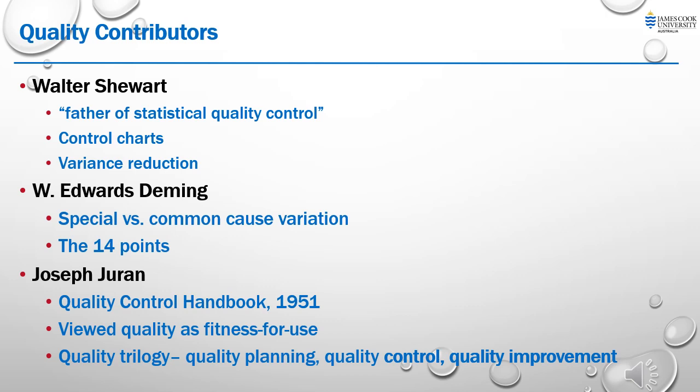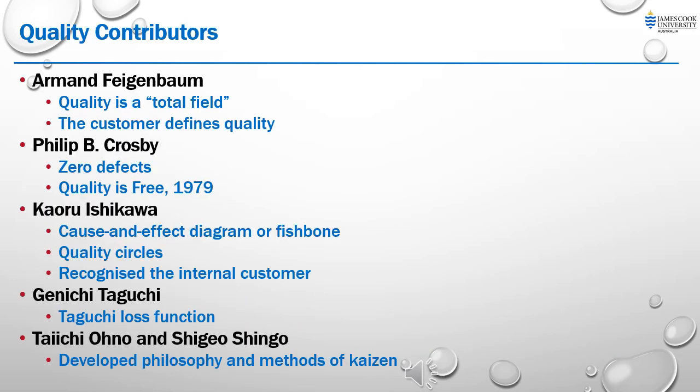Let's look at a little bit of history or quality contributors. We have Walter Shewhart, father of statistical quality control, who introduced control charts and variance reduction. Then we have Edwards Deming, special versus common cause variation, talking about 14 points. Then we have Joseph Juran, Quality Control Handbook in 1951, who viewed quality as fitness for use. Armand Feigenbaum called it total quality control, the customer defined quality. Then we have Philip Crosby, who introduced zero defects in 1979.